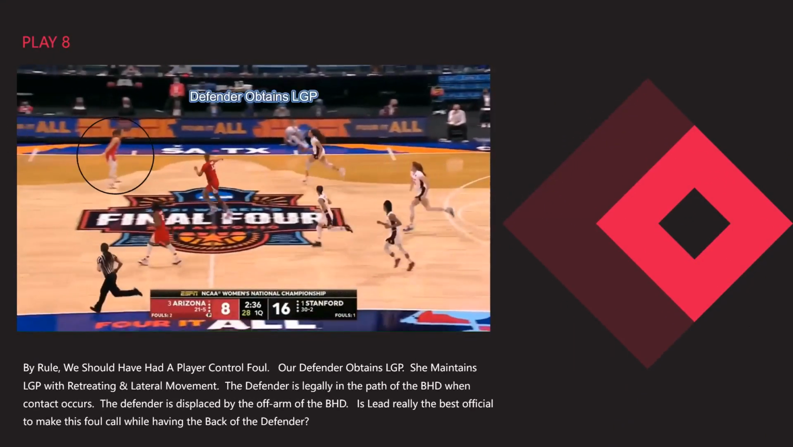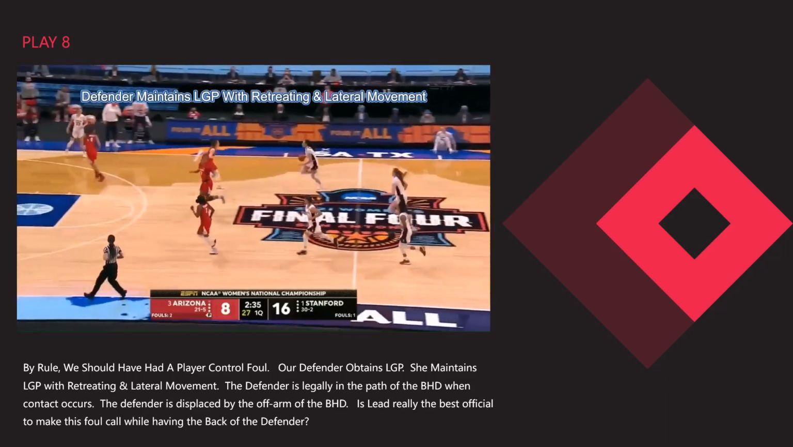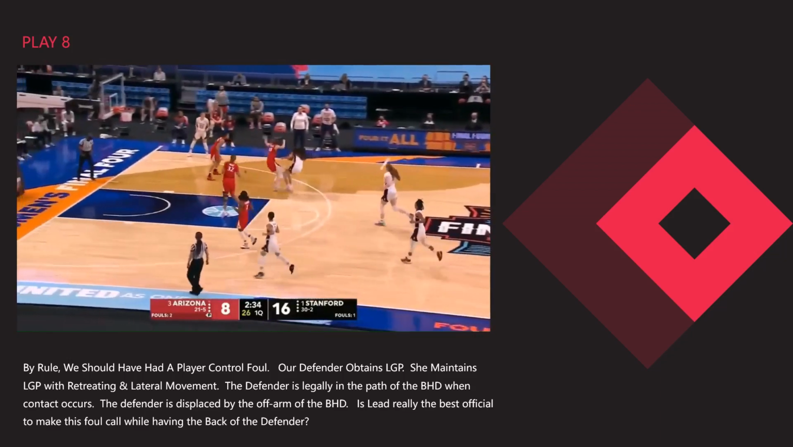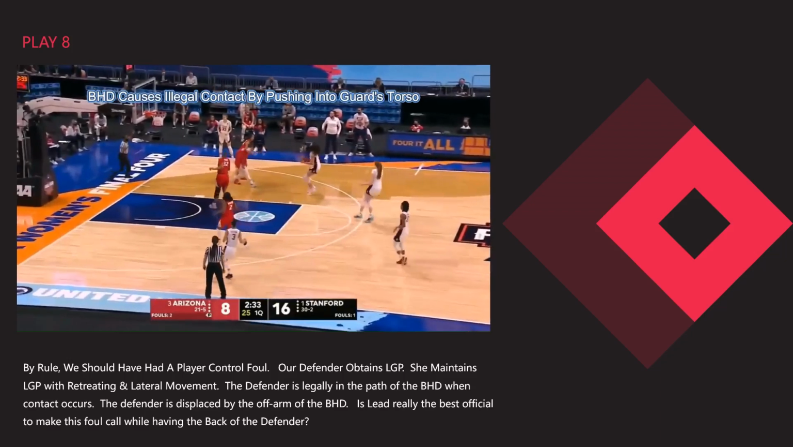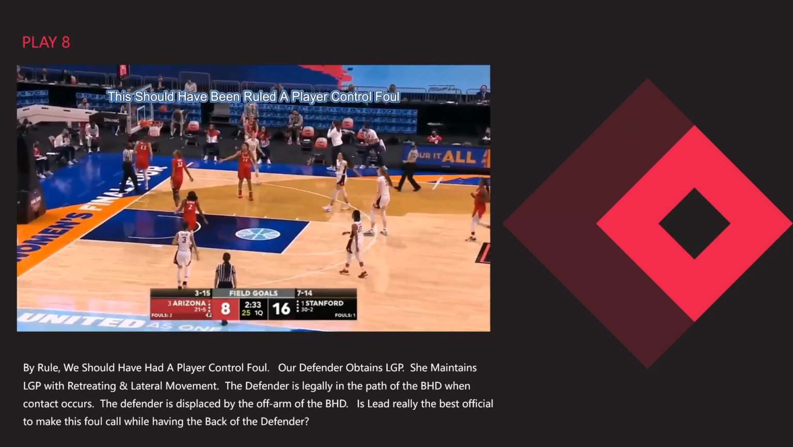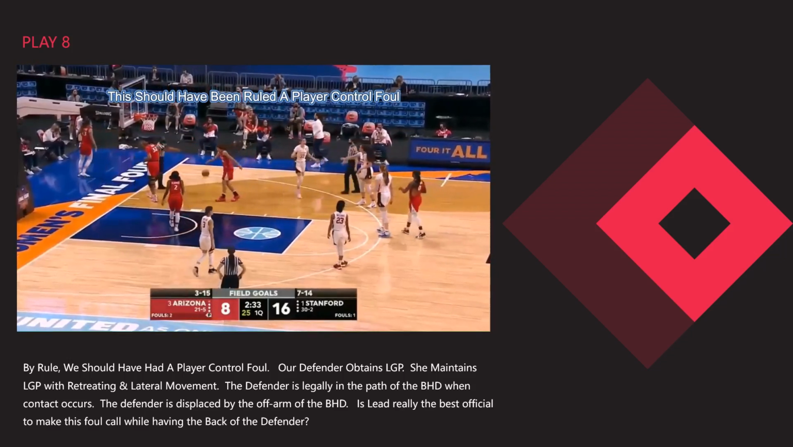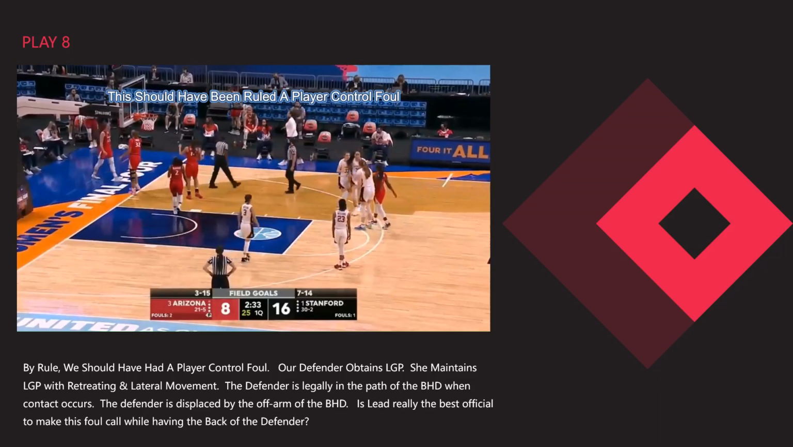The defender who we have circled here has obtained legal guard position, 2 feet on the playing court in bounds, torso facing the opponent. She maintains her legal guard position with retreating and lateral movement. Said defender is in the path of the ball handler dribbler when the illegal contact occurs. The ball handler dribbler is the catalyst for the illegal contact as she pushed into the guard's torso. This should have been ruled a player control foul, not a blocking foul. We would like our lead official to refrain, if possible, from calling fouls while looking at the back of a defender.